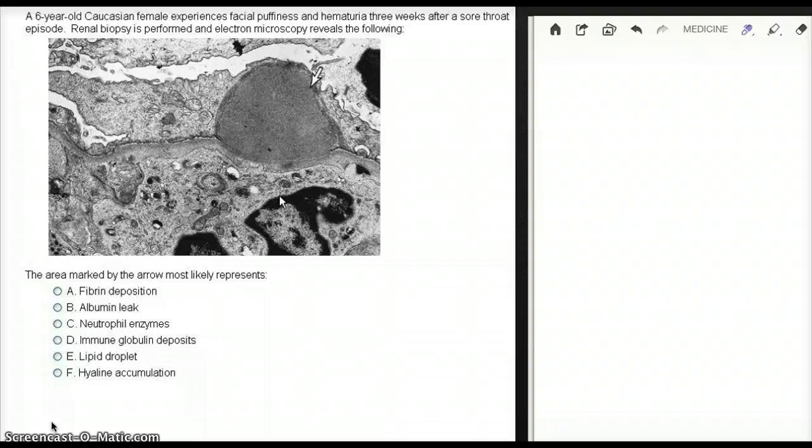Now, first of all, let's see. This is a 6-year-old. As soon as this patient is a 6-year-old, I'm thinking either nephritic or nephrotic. If it's nephritic, it's post-streptococcal. If it's nephrotic, I'm thinking minimal change, right? And now I'm going to match which one matches the story.